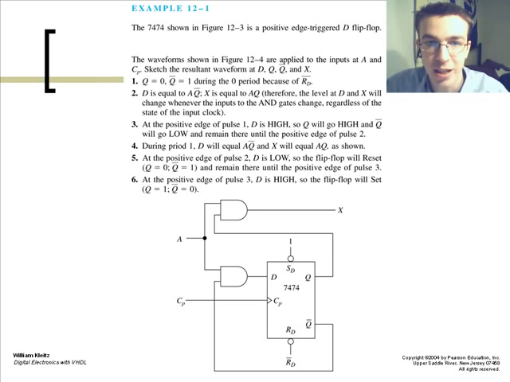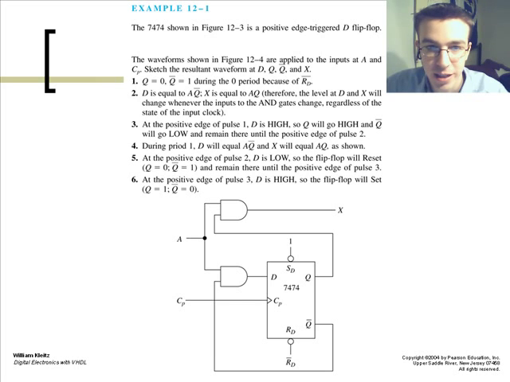Example 12.1. The 7474 shown in figure 12.3 is a positive edge triggered D flip-flop. The waveforms shown in figure 12.4 are applied to the inputs at A and CP, the clock pulse. We'll then sketch the resultant waveform at D, Q, Q0, and X.